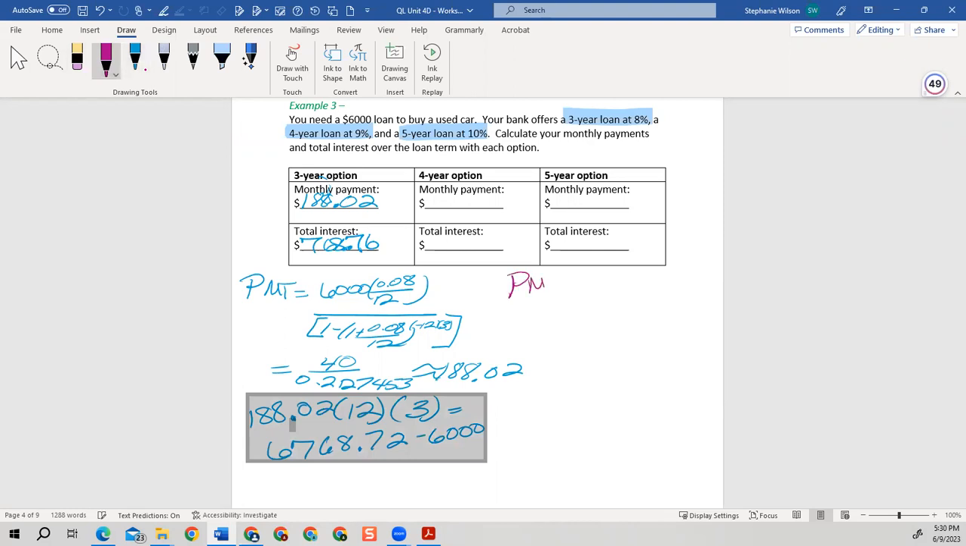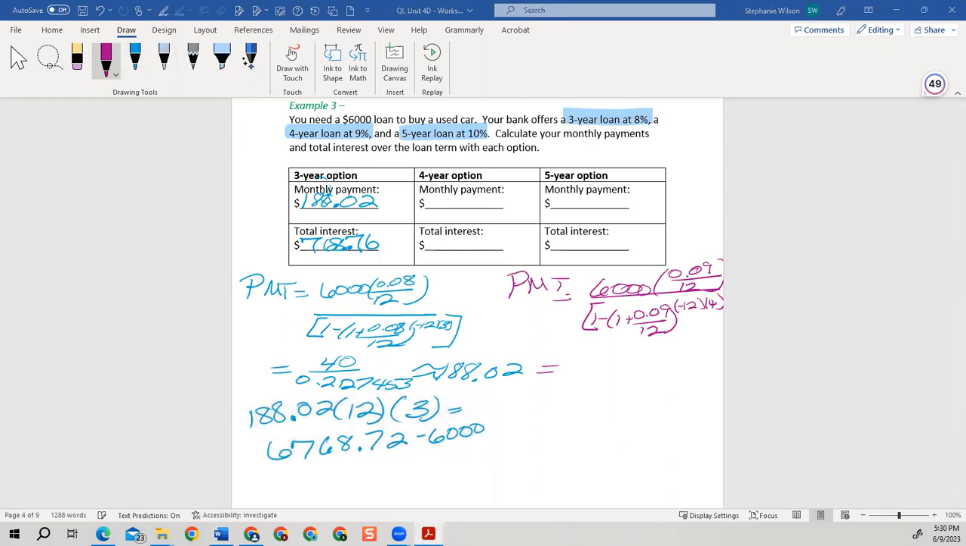So we're going to take the PMT. We're going to plug in what we know. We get 6,000 at 0.09, 9%, 12 months. So I got 1 minus 1 plus, that's 0.09 divided by 12, raised to a negative 12 times that 4 years. And we calculate that in my calculator.